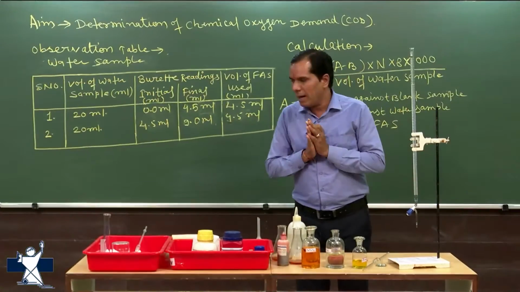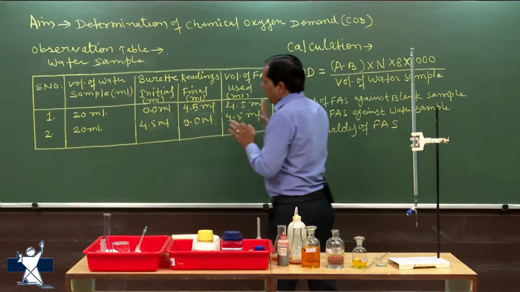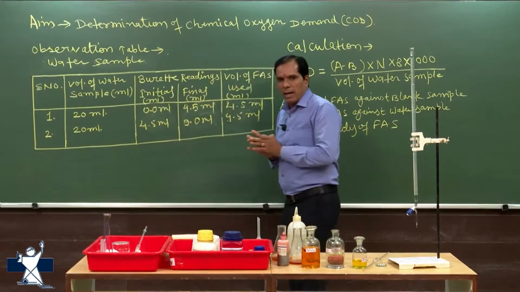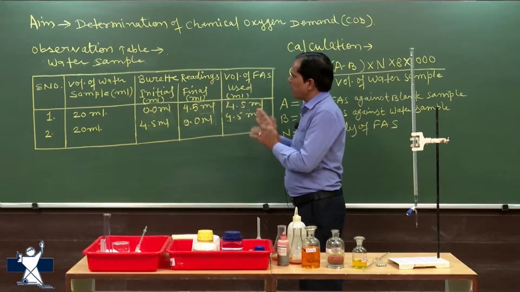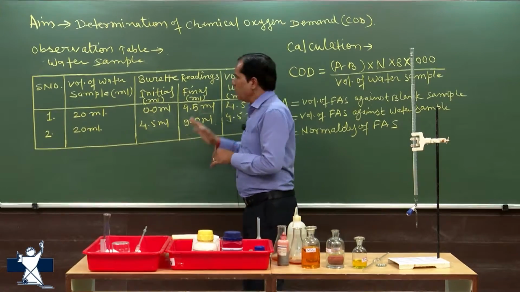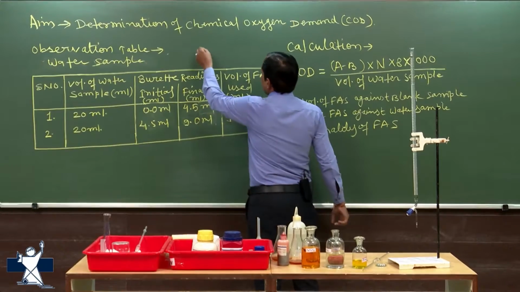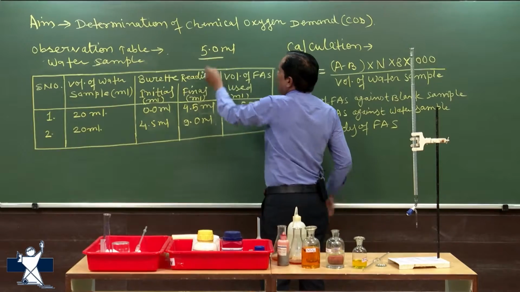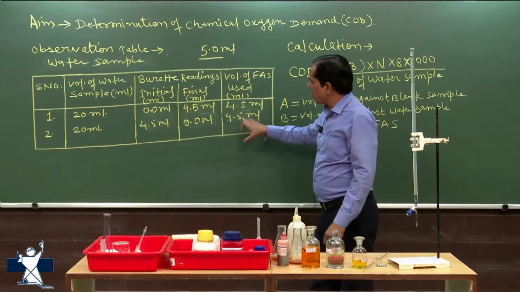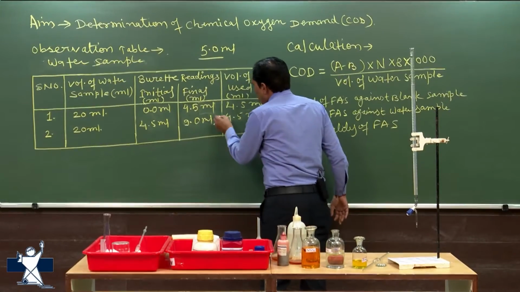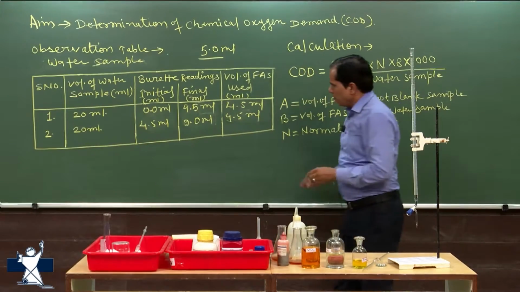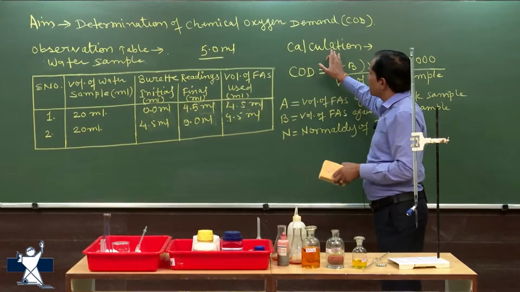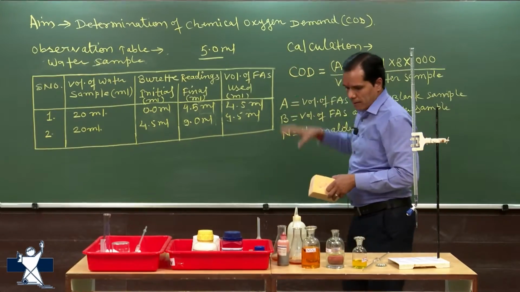Okay, experiment is completed. I have performed this experiment with blank solution and blank sample, and experiment with water sample. For the blank sample, the reading was 5.0 ml, and for the water sample collected from the source, the reading is 4.5 ml. Okay, now I come on to the calculation of this experiment.